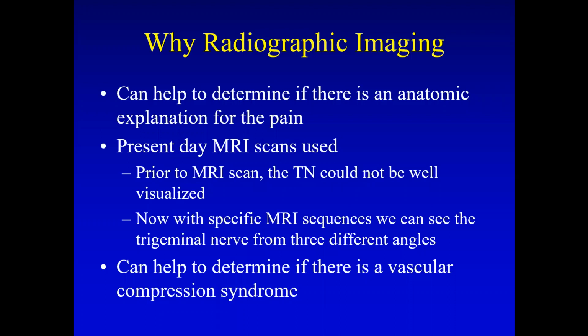Now with MRI scans, and specifically with specialized MRI sequences, which I will talk about, we can see the trigeminal nerve from several different angles. And this can help determine if there is a vascular compression syndrome. A vascular compression syndrome is a blood vessel pushing on the trigeminal nerve that is the cause of the pain.